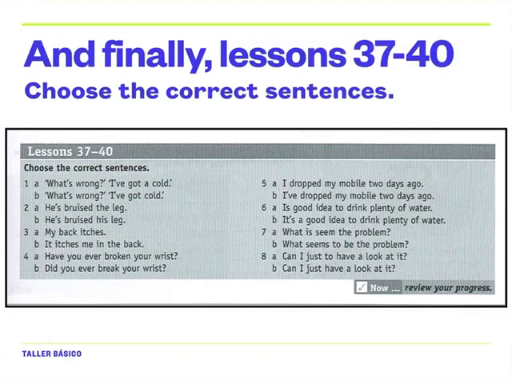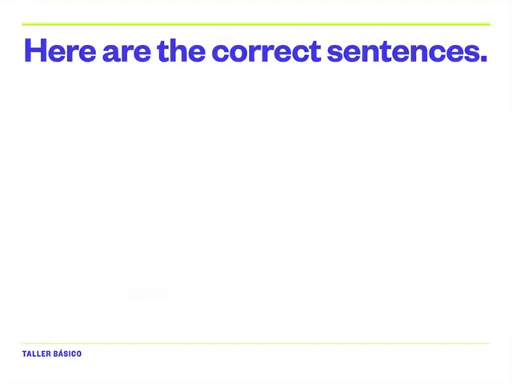And finally, lessons 37 to 40, choose the correct sentences at the bottom of the page. Can you see? Number 1, A and B. Number 2, A and B. You must choose which sentence is correct. Are you ready? Because here are the correct answers. Here are the correct sentences.